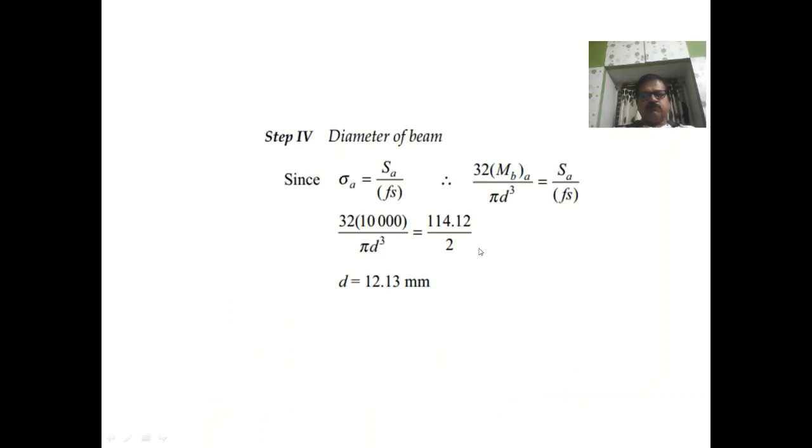With these values we find the allowable stress, that is SA by factor of safety, which in turn is equal to M by Z. M is the amplitude bending moment and Z, pi by 32 d cube, is the section modulus. Now by applying the amplitude bending moment 10,000, SA as 114.2, and factor of safety as 2, we calculate the value of d as 12.13.